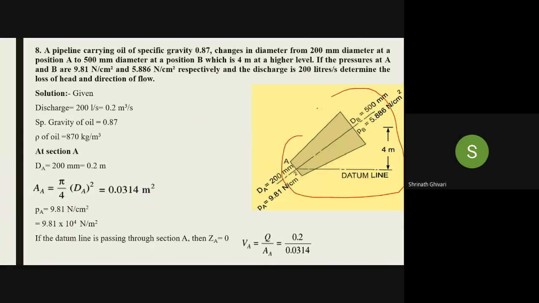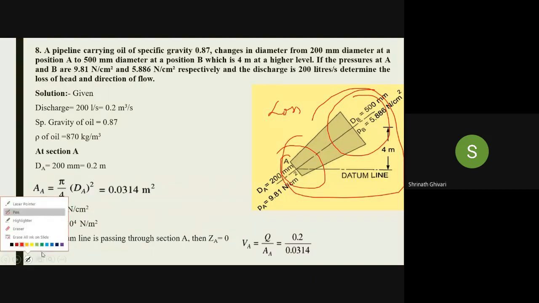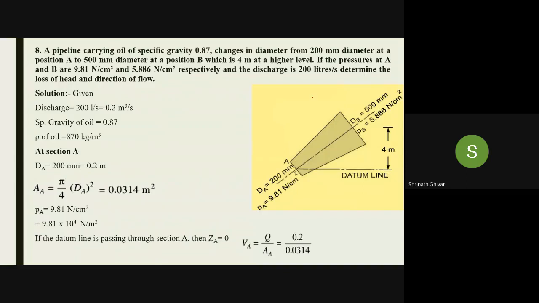This is the pipe. So you got the answers at EA and EB. Then you determine the head loss, loss of head, throughout the pipe. Now can anyone tell me what is the flow of fluid, whether it is flowing in this direction or in this direction? That is from A to B or B to A.